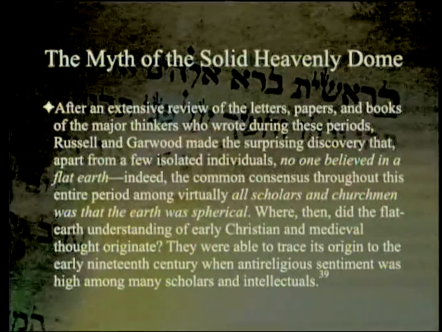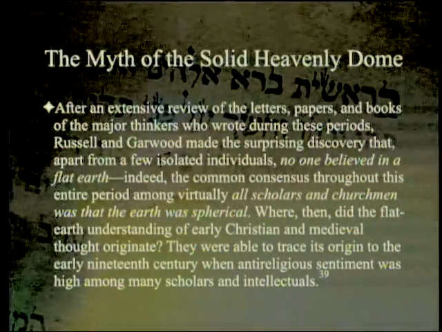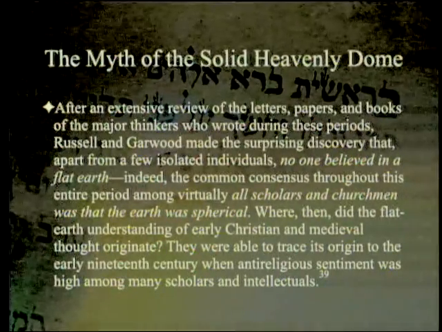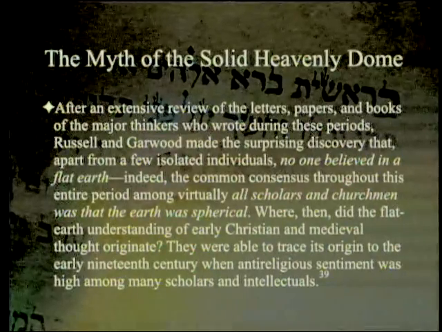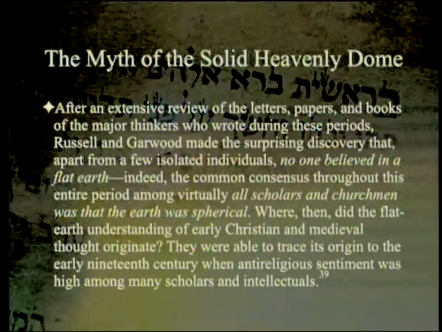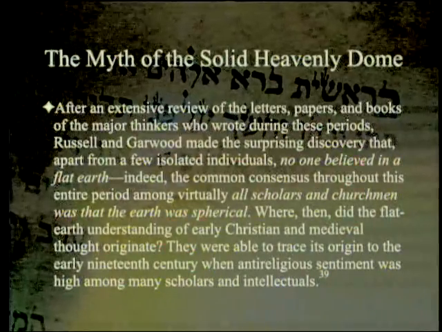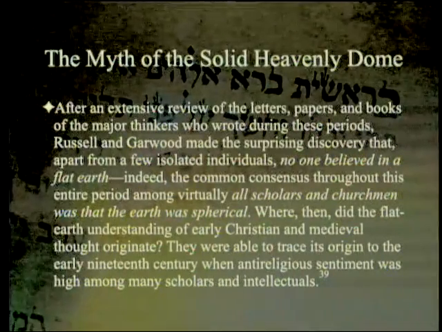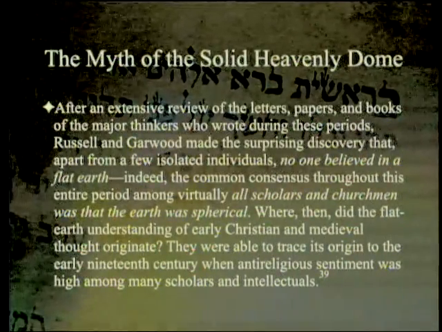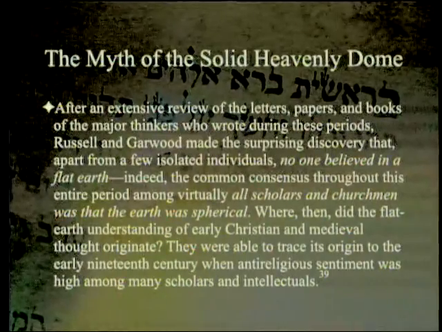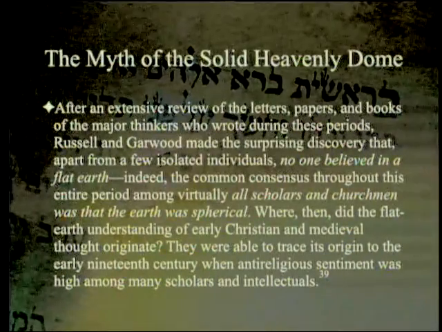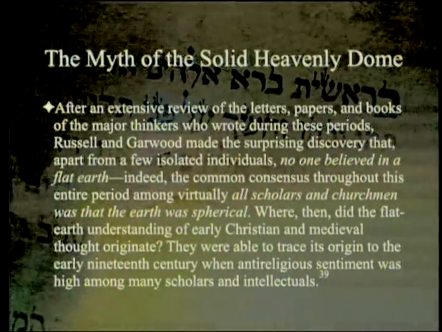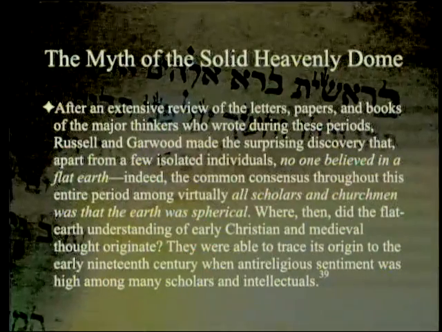And this is actually quite easy to do if you just read the people back then. After an extensive review of the letters, papers, and books of the major thinkers who wrote during these periods, Russell and Garwood made the surprising discovery that apart from a few isolated individuals, no one believed in a flat earth. Indeed, the common consensus throughout this entire period among virtually all scholars and churchmen was that the earth was spherical. Where then did the flat earth understanding of the early Christians and medieval thought originate? They were able to trace its origin to the early 19th century, when anti-religious sentiment was high among many scholars and intellectuals.